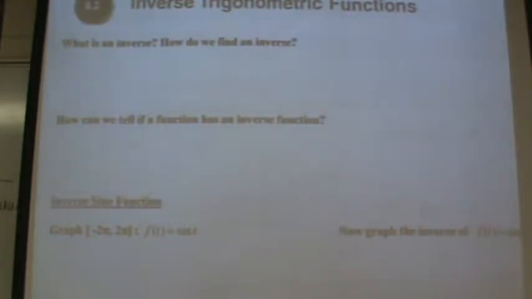So the first thing that we're going to do is discuss what an inverse is. And it might be better to say what an inverse does, or what it undoes. We talked about inverses in chapter 3. What did an inverse do? It flipped the axes, the graph, x and y.